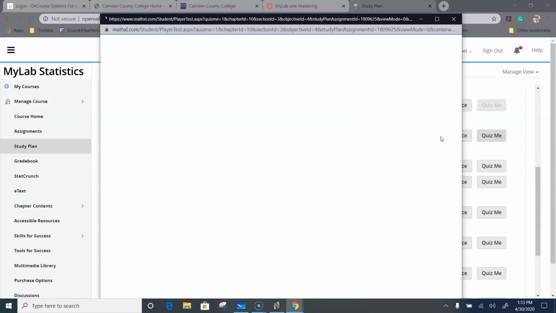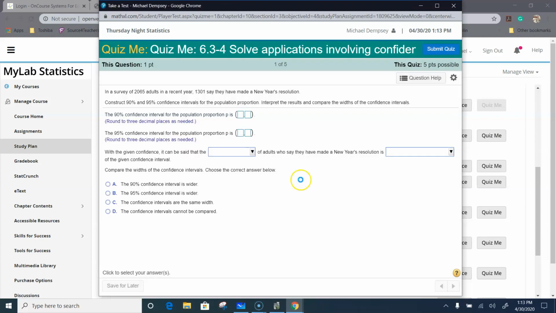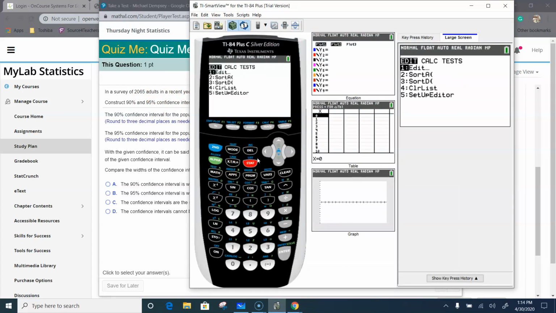Confidence interval for proportions still. In a survey of 2,065 adults in a recent year, 1,301 say they have made a New Year's resolution. Construct 90% and 95% confidence intervals. So these are the two values I need. I go right to the calculator, under stat, test, and this is a 1 proportion z interval. You might have to go down a little ways to find it. We're doing confidence intervals first.